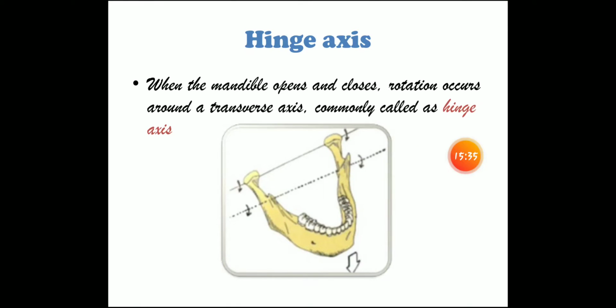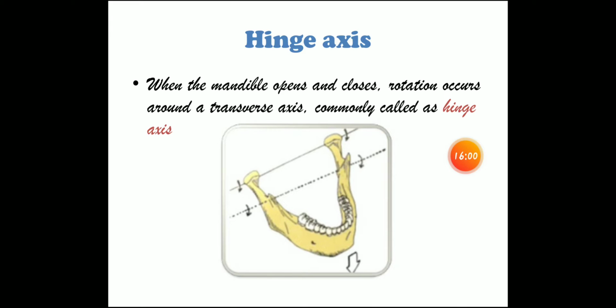So now coming to orientation jaw relation. There are two terminologies which you have to know in orientation jaw relation. One is the hinge axis. So what is hinge axis? It is when the mandible opens and closes, the rotation occurs around a transverse axis. So the rotation will take place around a point that is called a hinge axis. The plane is called the hinge axis.